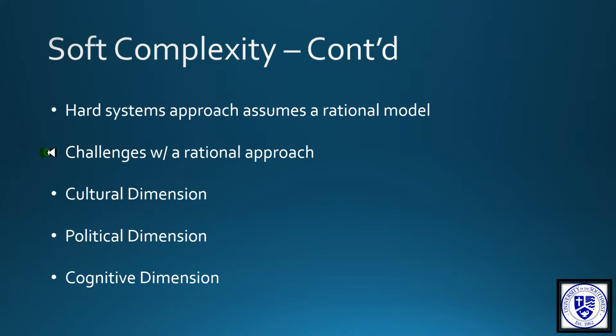And so when you have competing views of rationality, it's very difficult for the hard systems approach to address the cultural dimension of the organization. Very difficult for the hard systems approach to address the political dimension, because we know every organization has some level of internal politics involved. And also the cognitive dimension, the free thinking, new idea generation, innovation dimension of the organization.